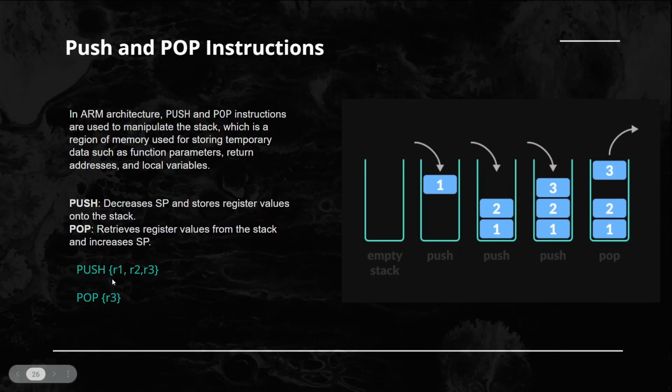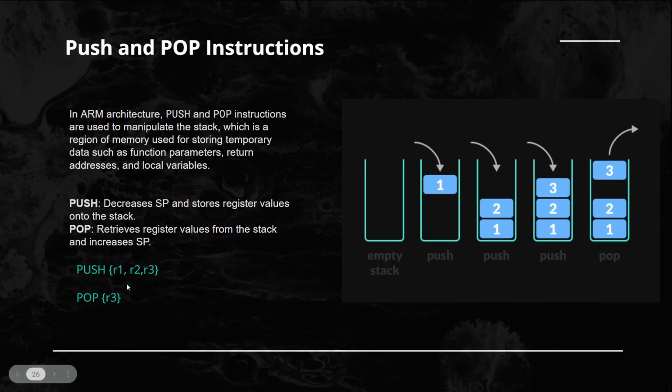As you can see in this example, where we are pushing the values of registers R1, R2 and R3, they are stored into the stack simultaneously. First the value of register 1 is pushed, then the value of register 2, and then the value of register 3. In the pop instruction, we restore the value from the stack. In this example, we are restoring the value on the top of the stack and storing it into register R3.